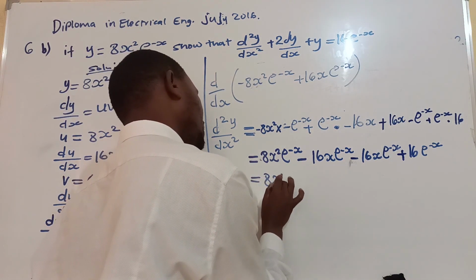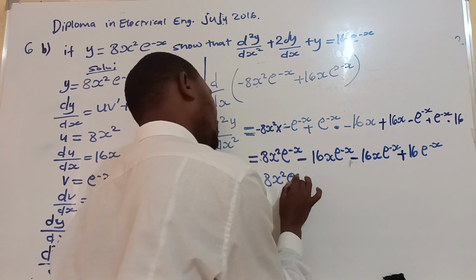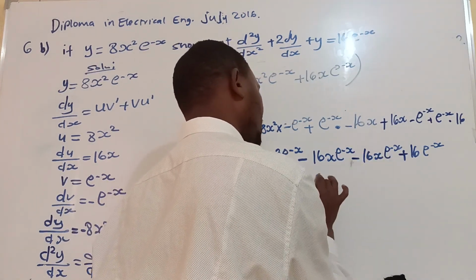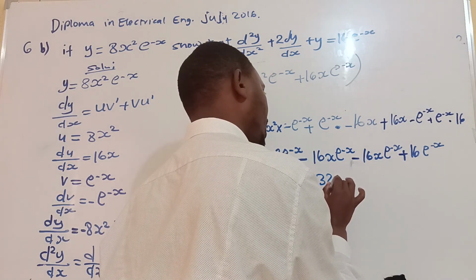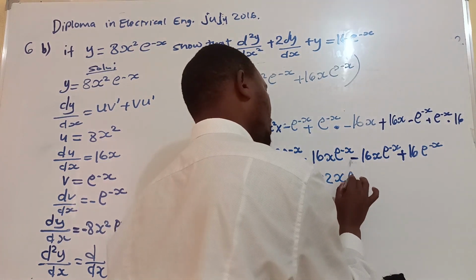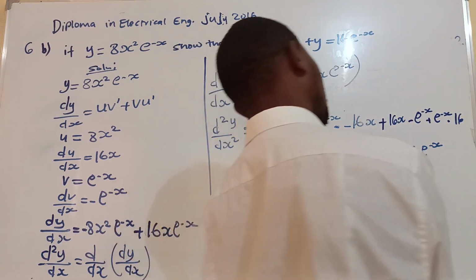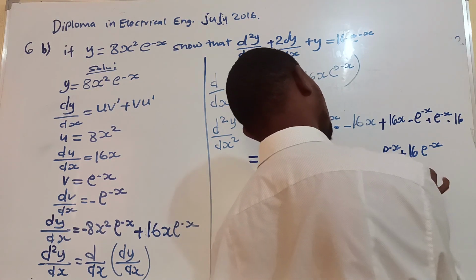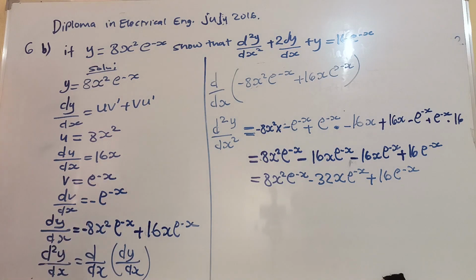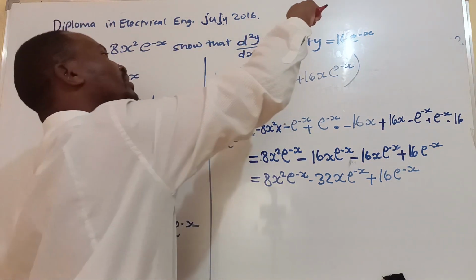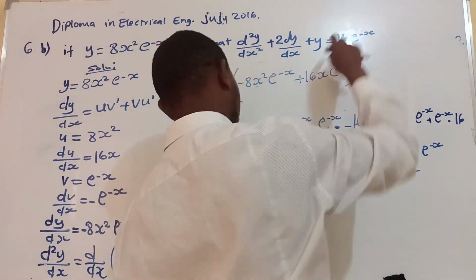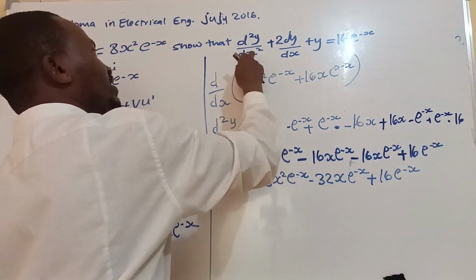8x squared exponential negative x. This and this are similar, minus 32x exponential negative x, plus 16 exponential negative x. So now we are supposed to add the second order, twice the first order, and y itself, and it should reduce to this. So let us prove this equation.